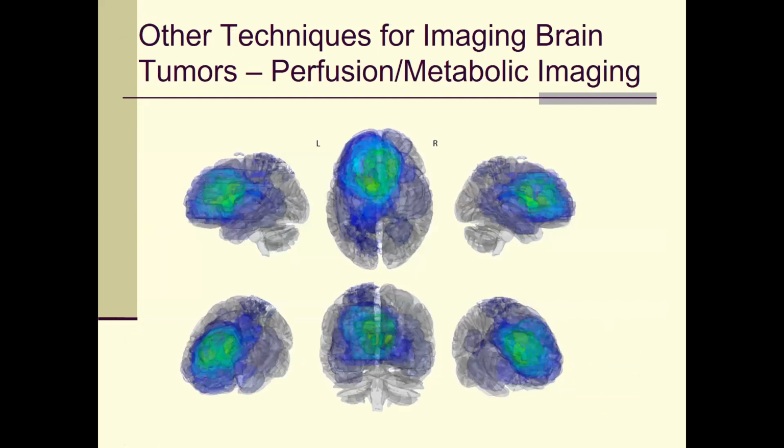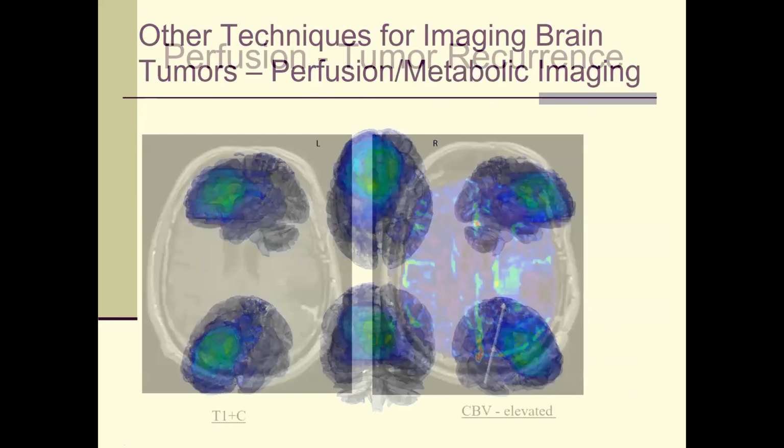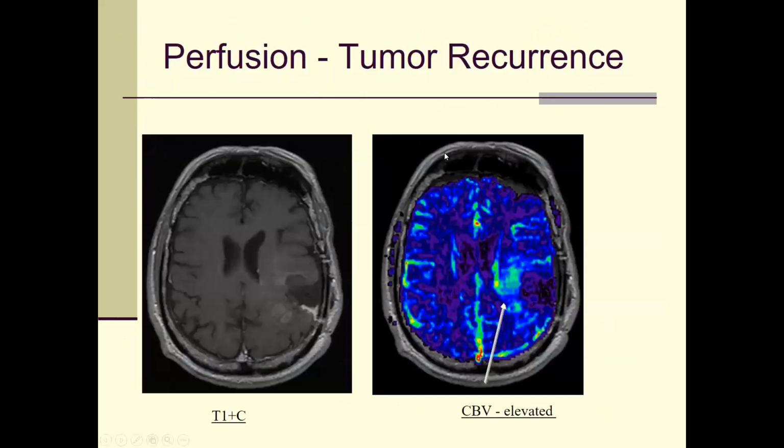The other technique for imaging brain tumors is perfusion and metabolic imaging, which may help to differentiate radiation necrosis versus progression of the tumors. Here is the perfusion imaging. After giving the contrast, we calculate the arrival time for the contrast, and then assess how much of the blood pool is retained in those areas. So it's called the cerebral blood volume map. We can analyze and calculate those maps, color code them, and superimpose them onto the brain.